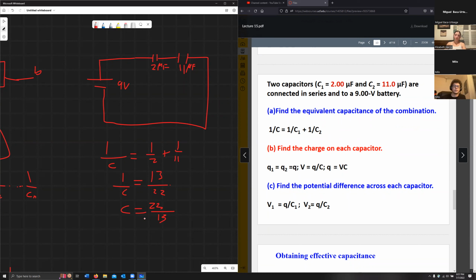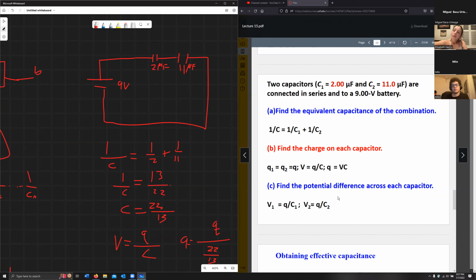So charge, let's not forget that voltage is equal to charge divided by capacitance. So here we have the voltage, which is 9, is equal to the capacitance, which is 22/13, and then you have Q. So let's say Q like that, that way you know it's a Q and not a 9.